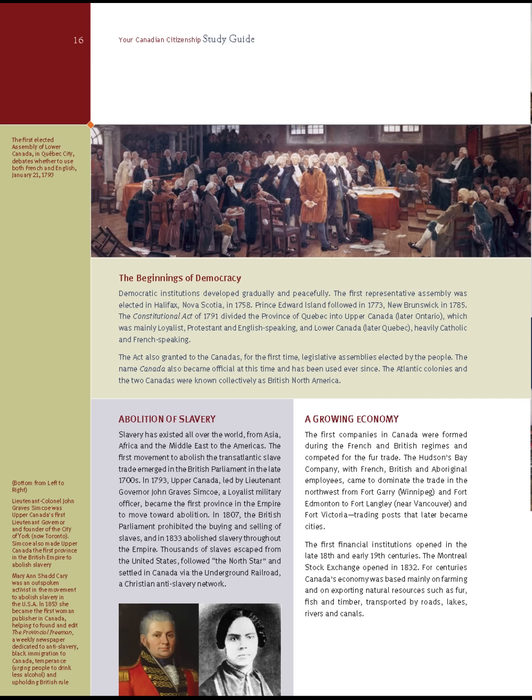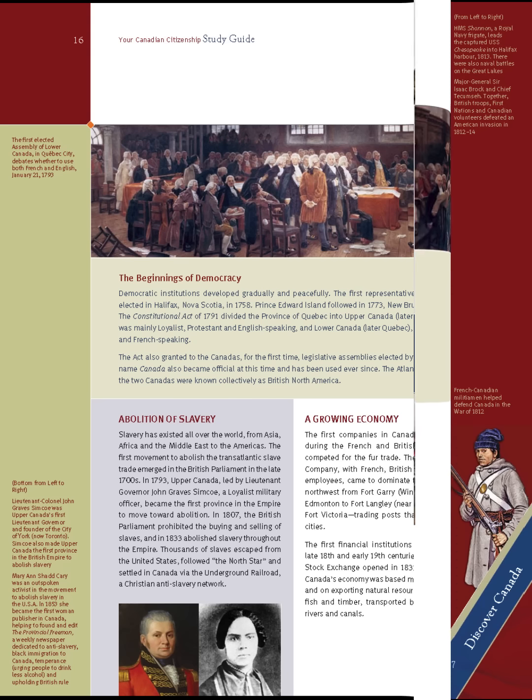Mary Ann Shadd Cary was an outspoken activist in the movement to abolish slavery in the USA. In 1853, she became the first woman publisher in Canada, helping to found and edit the Provincial Freeman, a weekly newspaper dedicated to anti-slavery, Black immigration to Canada, temperance, urging people to drink less alcohol, and upholding British rule.